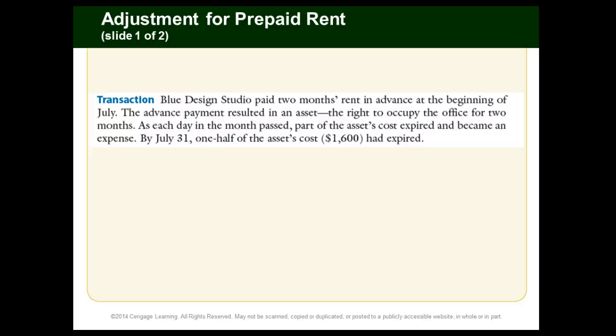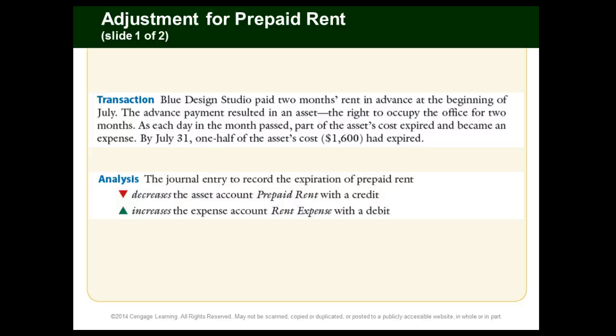Blue Design Studio paid 2 months rent in advance at the beginning of July. The advance payment resulted in an asset, the right to occupy the office for 2 months. As each day in the month passed, part of the asset's cost expired and became an expense. By July 31st, 1/2 of the asset's cost had expired. So think about it. Blue Design paid 2 months in advance, or $3,200, okay?